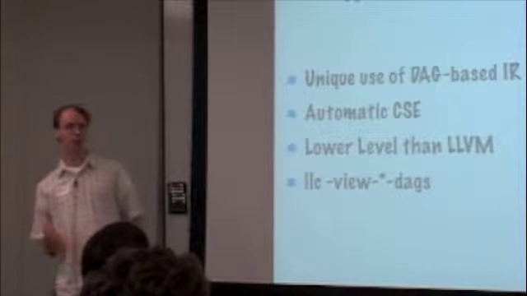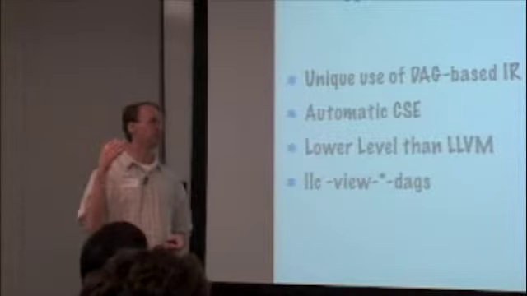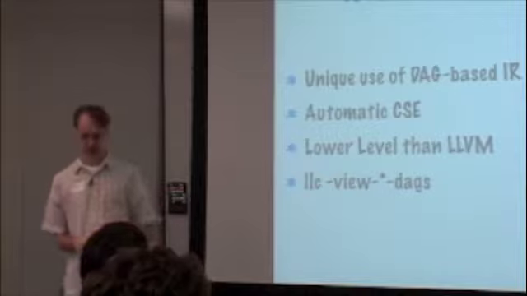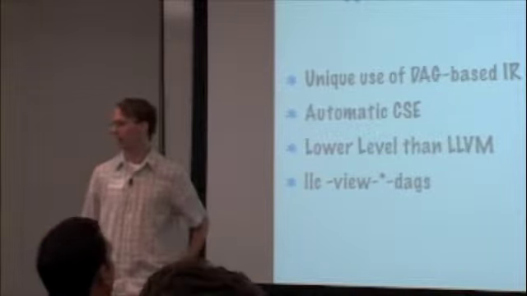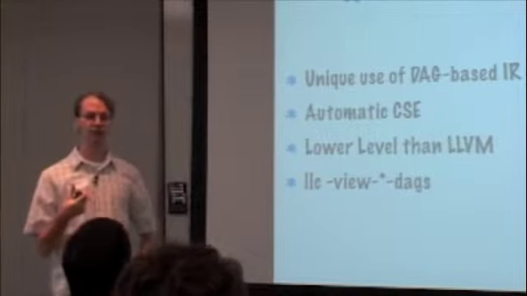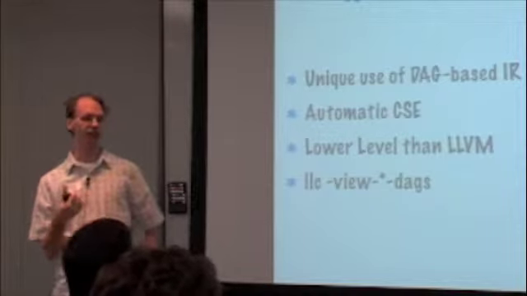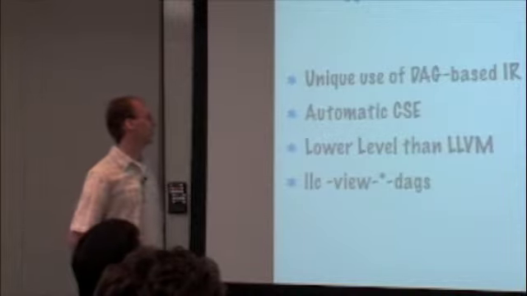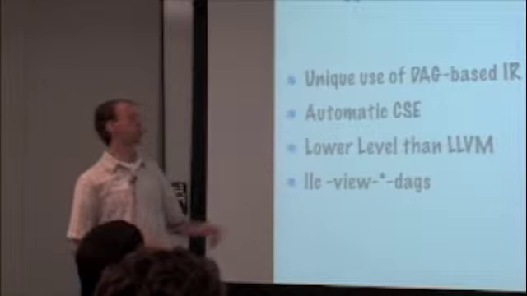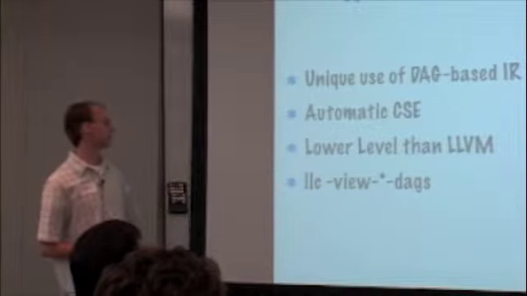The SelectionDAG is lower level than LLVM IR. We're going down to machine code progressively lower and lower. And all the graphs that I'm going to be showing you today are graphs that are produced directly from GraphViz. And these are the graphs that we use when we're working on this. So this is what we see when we're working on CodeGen. It's very much these pictures.